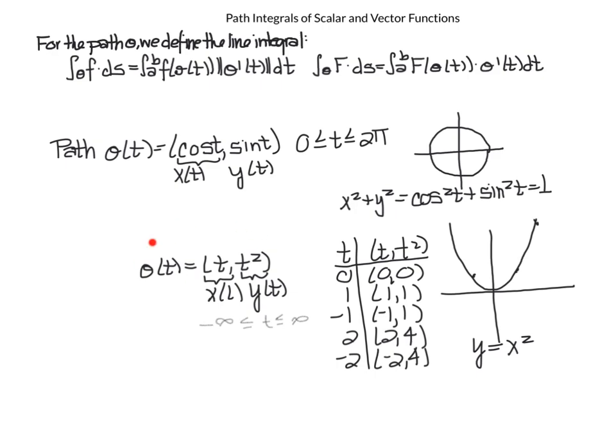Similarly, I have this parameterization where sigma of t is equal to t and t squared. Here I wrote out some simple values for t, and then t and t squared, or x and y, and I plotted them, and I see that I get this parabola.